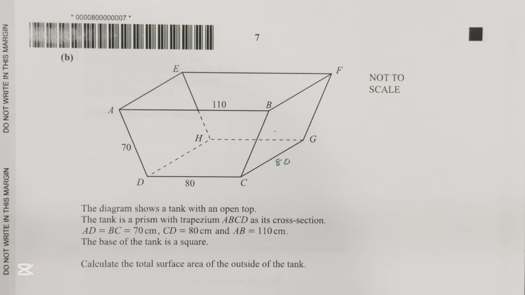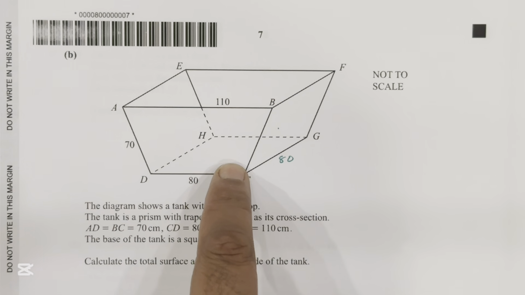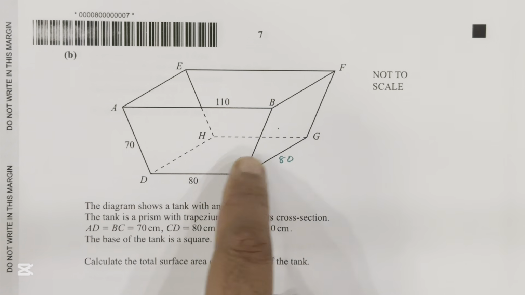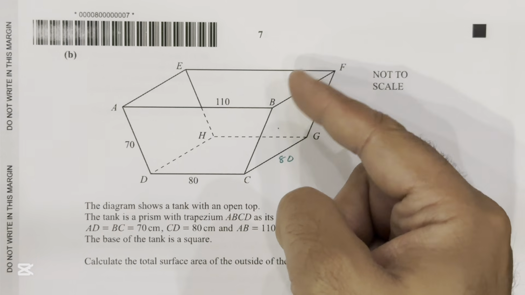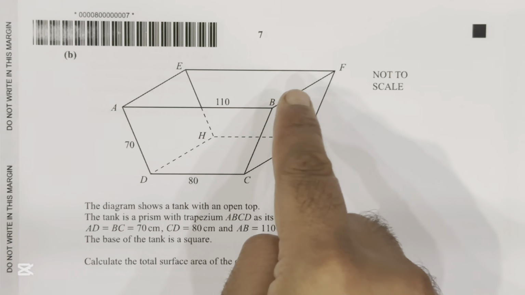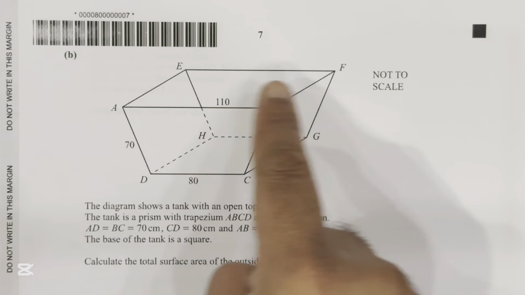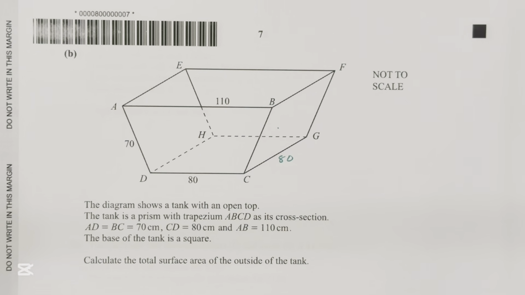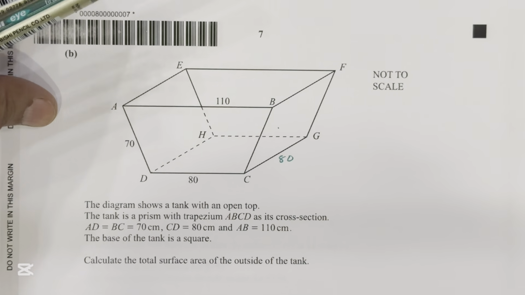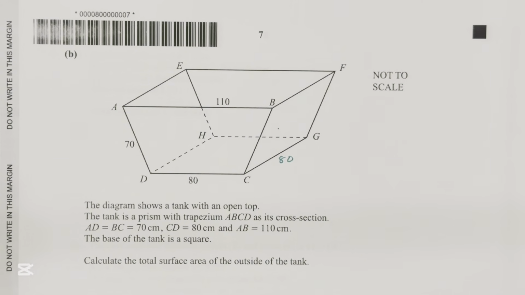It means we have to calculate the base area and also the area of the trapezium, which is over here the front face, and at the back, and the area of these rectangles, that is BCFG and AEDH. So we have to calculate these 5 surfaces to calculate the total surface area of the shape. First we need to break down the figure that is given in the question. How can we do that?